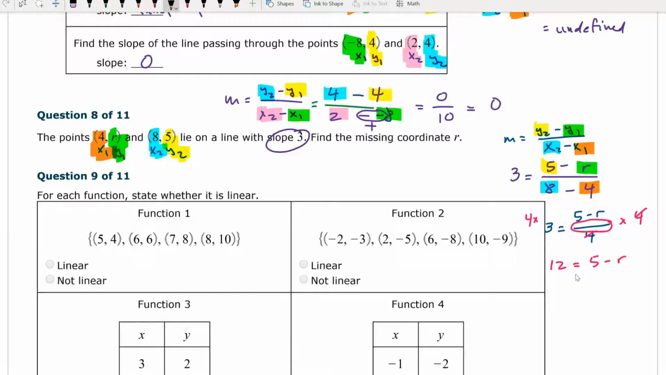Then continue to isolate the r. You're going to subtract 5 on both sides. 12 minus 5 is 7, equal to negative r. The negatives come from the r itself. You're going to bring it down. To get rid of the negative sign, you're going to divide by -1 on both sides. So -7 equal to r. And that's it.